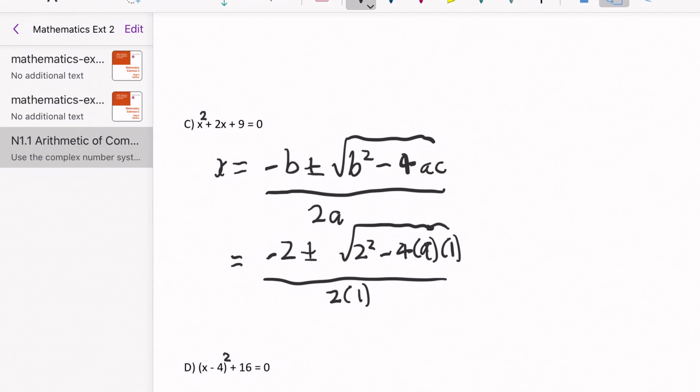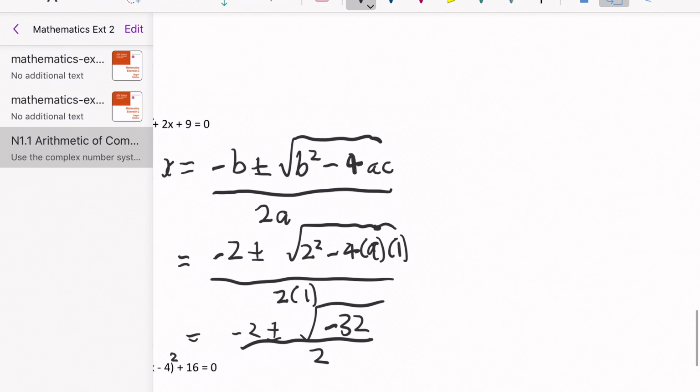And checking that, we get -2 plus or minus the square root of 2 squared minus 4 times 9 times 1, which is -32, over 2. Now this is a problem. How are we going to resolve this?